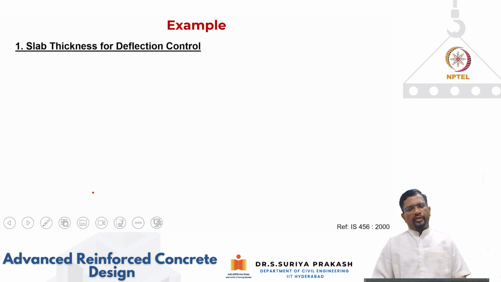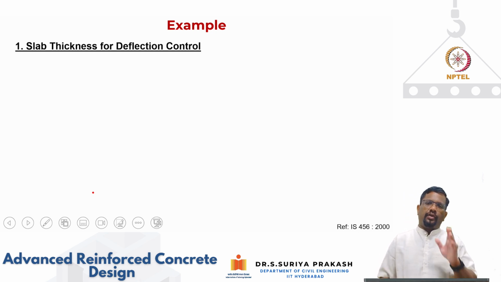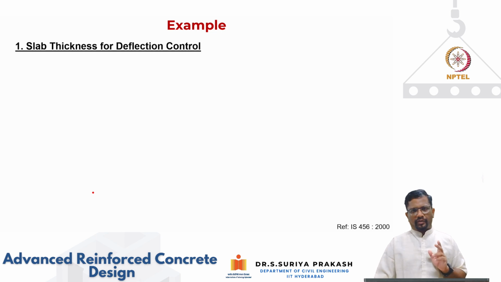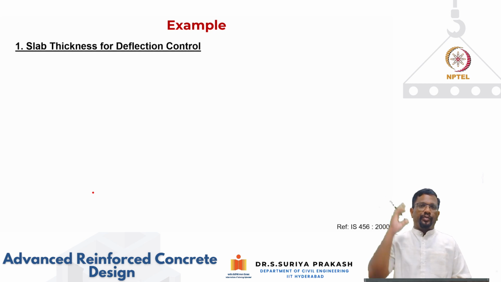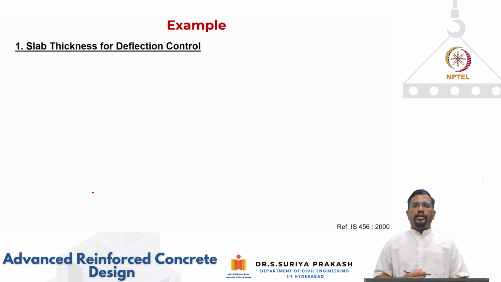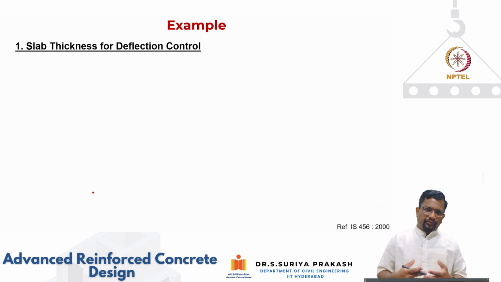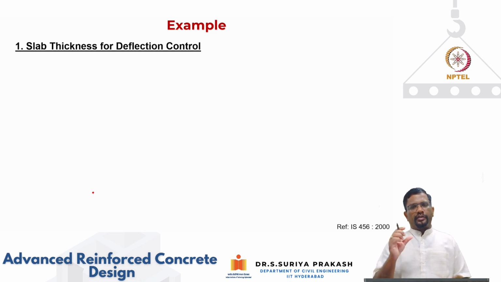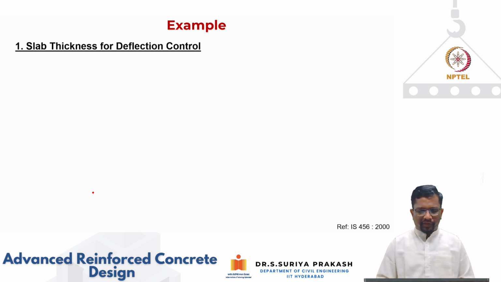In a two-way slab design, the slab thickness is always governed by deflection control. Strength will be fine; in fact, we have tested some slabs in our lab. Though it is designed for 3 kN per meter square, it will fail at 15 to 20 kN per meter square. So you will get a tremendous amount of capacity because it's a highly indeterminate system. But the thickness is actually governed only by deflection criteria. So let's see how to fix the deflection.